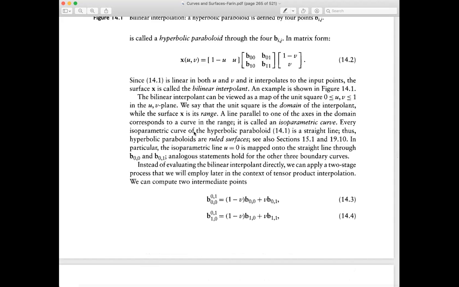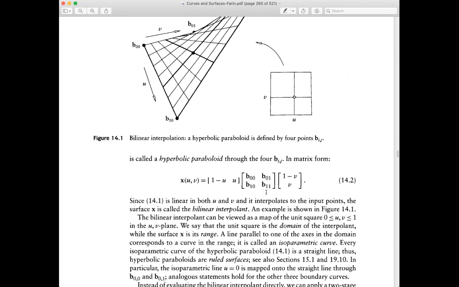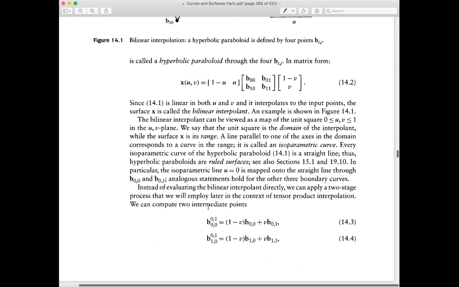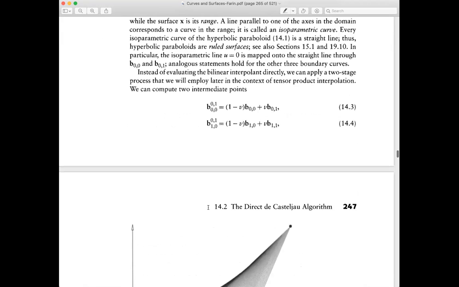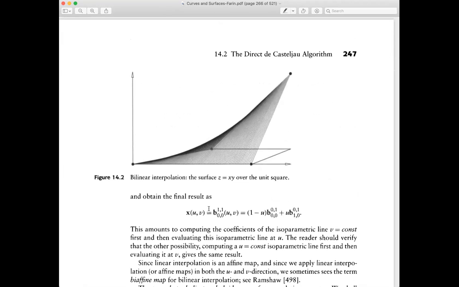Okay, so when you want to represent this bilinear interpolation, you can use Mathematica. B00, B01, B10, and B11 will represent the four corner points of this bilinear surface. And in this way, you can write it in terms of the de Casteljau algorithm, if you could remember, right? The final result is obtained as B11, B00. This one is the de Casteljau algorithm form, right?